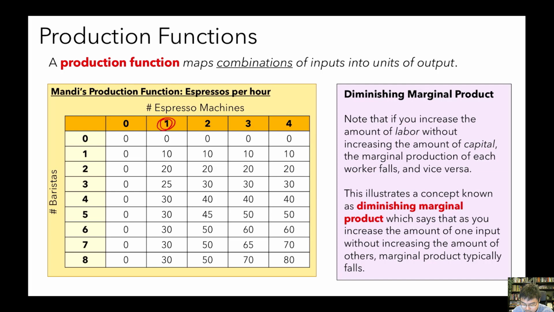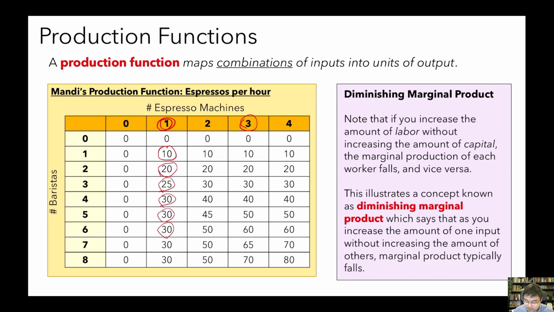So if you have one espresso machine, as you hire the first barista, you can make 10 additional espressos per hour. When you hire the second barista, you can make another 10 espressos per hour. But then when you hire the third barista, you only make 5 more. When you hire the fourth barista, you make another 5 more. But then when you hire the fifth barista, you don't make any more espressos, right? And so maybe the reason for that is the espresso machine is already being used at capacity, and adding more baristas doesn't increase your productivity any further, right?